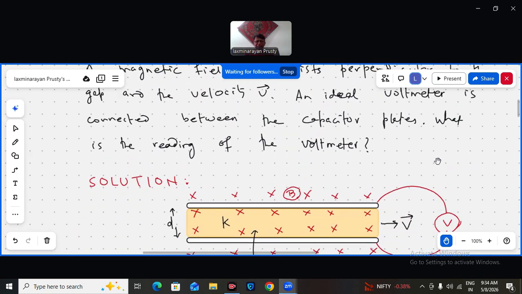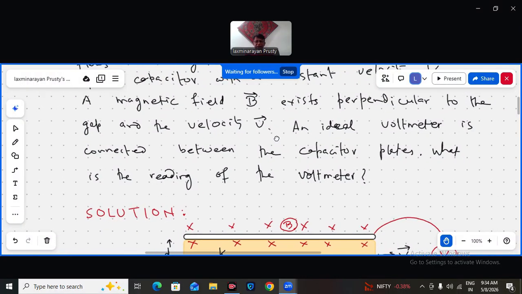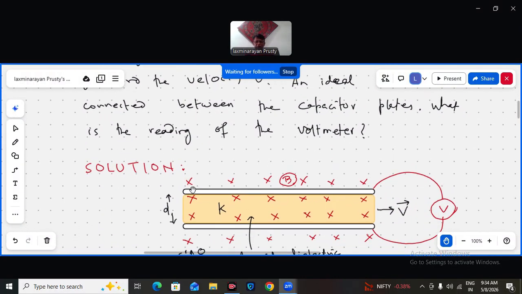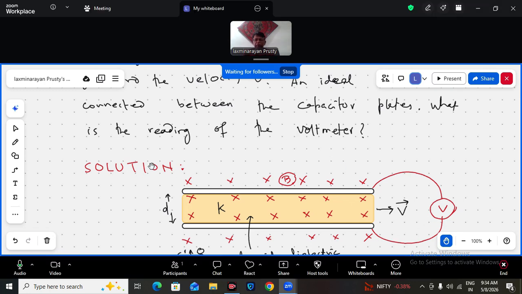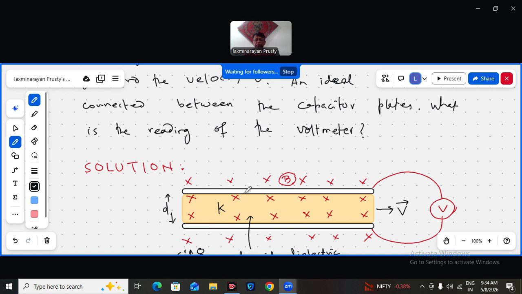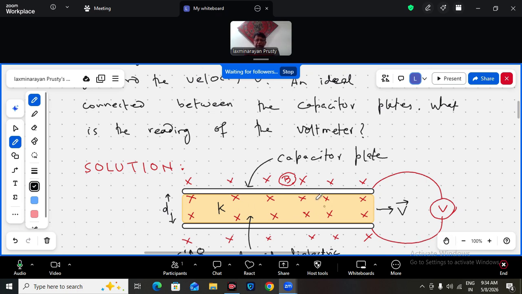So the diagram makes it more clear than the language which I have written, and you now know the direction of the magnetic field. These two are the capacitor plates. Lower one is the lower plate, upper one is the upper plate.